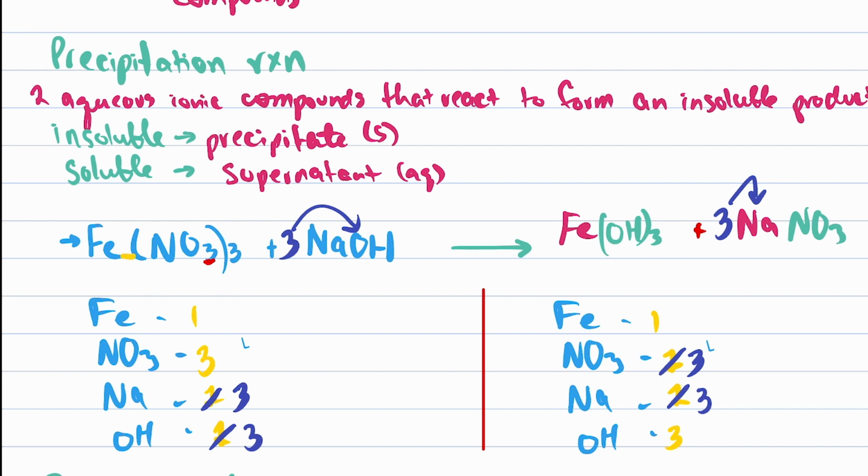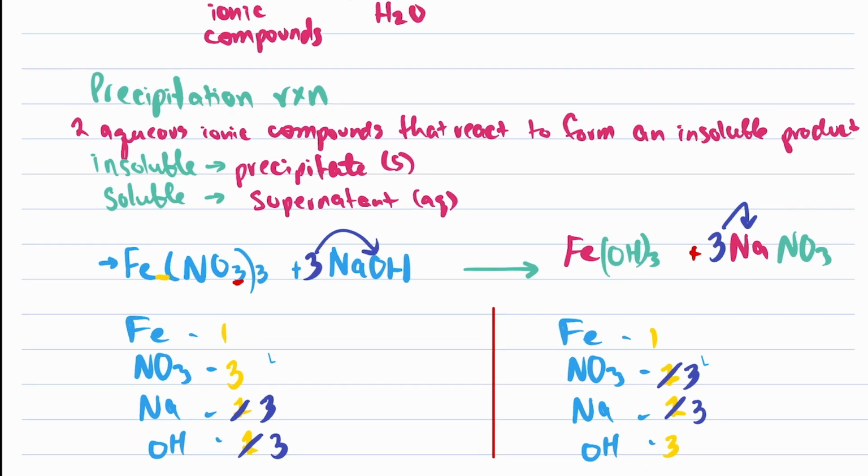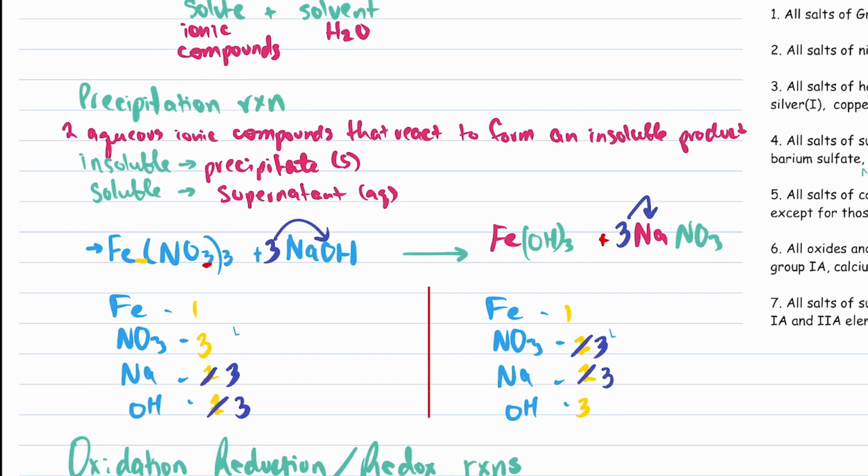Questions on how to balance? No? Okay. So after that, we're going to identify the solubility rules of the product. So again, for our precipitation reaction, we have 2 aqueous ionic compounds that are going to interact to form an insoluble product. So that already tells me right there that my first 2 reactants are going to be aqueous, right?